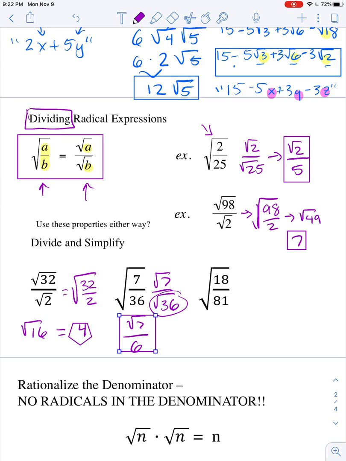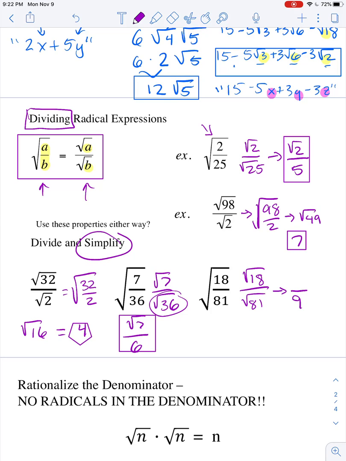Ugh. 18 over 81 doesn't divide, but I'm not sure what exactly I'm going to get. So I'm going to split them up and manage them each separately. I see that 81's a perfect square, so that's kind of nice. So I know that the bottom just becomes straight up 9, because the square root of 81 is 9.